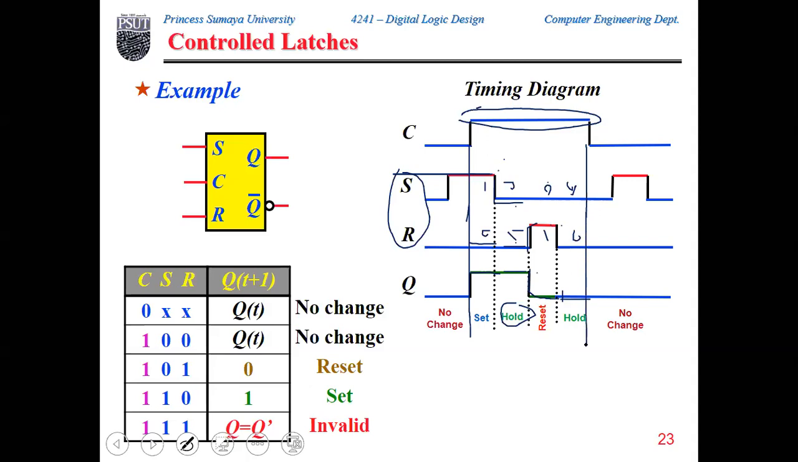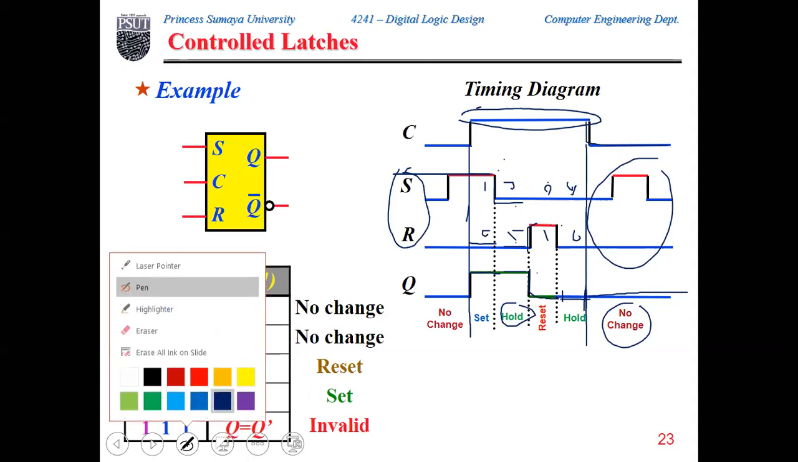Up to this point, any change in S and R has to be reflected on Q. Now, when the clock or the control goes to 0, no change, any change in S and R will not affect Q. So that's why here we have no change. The Q was originally, before this instant of time, 0, so it will stay 0 as long as the clock is disabled.